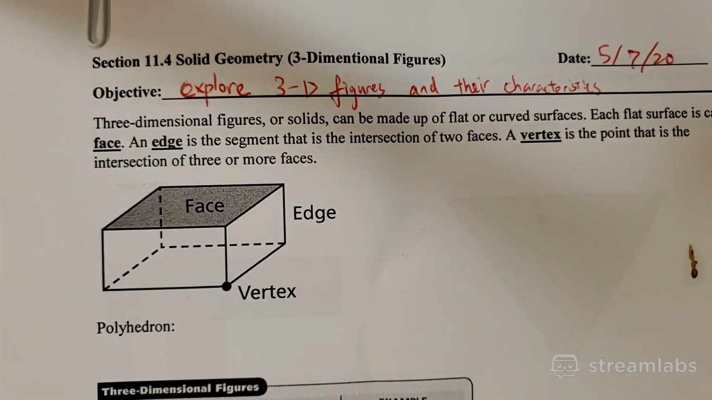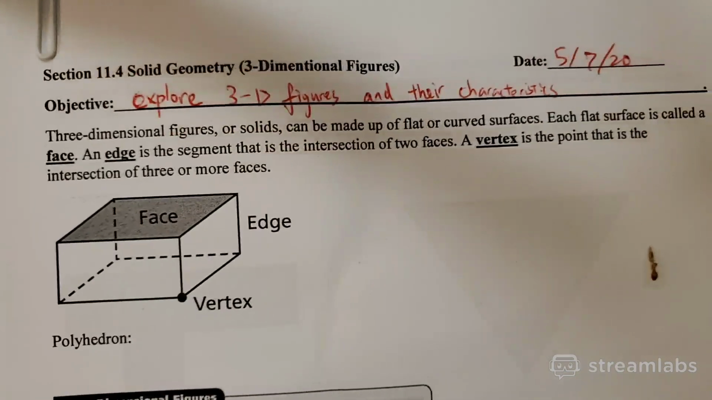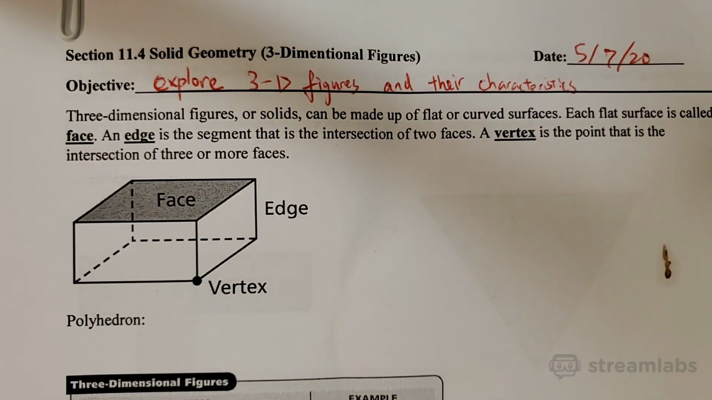Alright, so write down the objective. Today we're going to talk about 3D figures, solid geometry. Three-dimensional means you have length, width, and height in a cube, or x, y, and you have a z. It's like you have depth for every single thing that is there, basically.